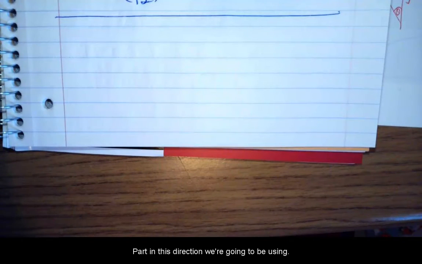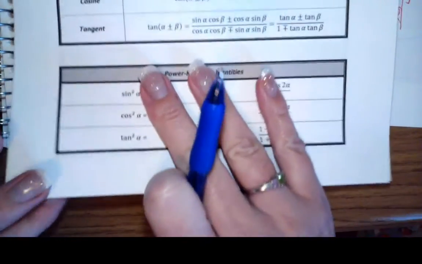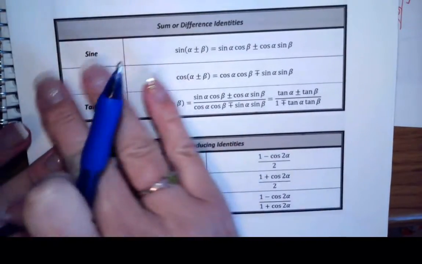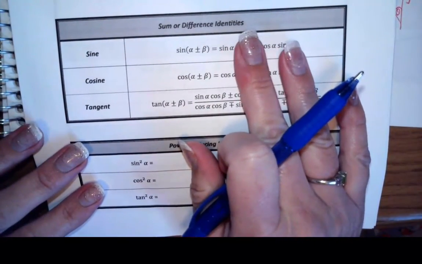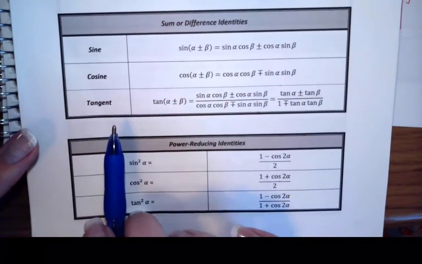All right, in this section, we're going to be using sum and difference formulas. So pardon me while I flip around. There they are. All right, so using the packet that I uploaded into Canvas, you will see I conveniently put your sum or difference identities on page 2 of your packet.